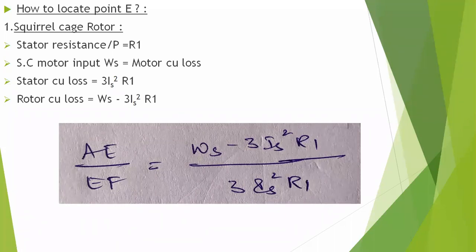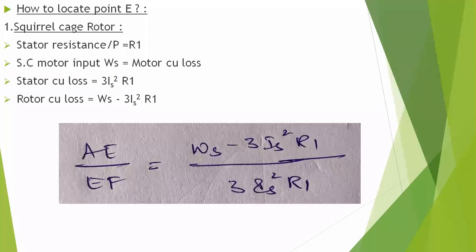So see here, the stator resistance per phase R1 is found from the stator resistance test. We have to conduct one test other than the no load test and blocked rotor test. Okay, that is the stator resistance test. From this stator resistance test, you will know the value of stator resistance R1. Right, that is the first one.